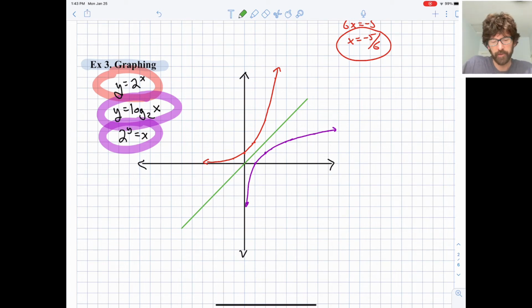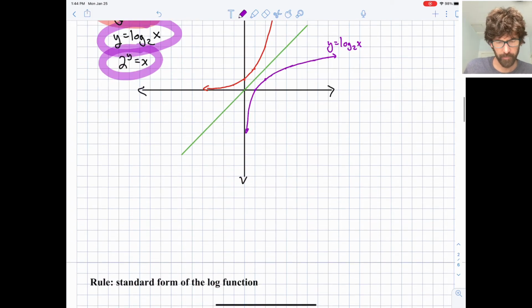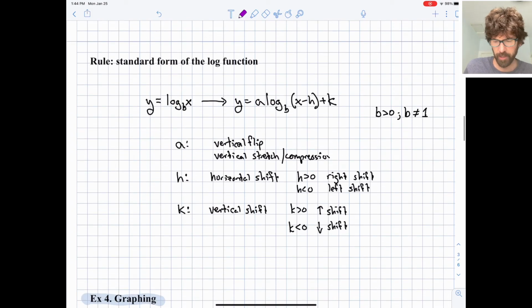So that purple function there, y equals log base 2 of x, is probably the most fundamental log function that you'll need to graph. We'll do one more, and I just want to show you some rules, some transformation rules for these log graphs, and these are nothing new. We've been looking at these in different functions all along.